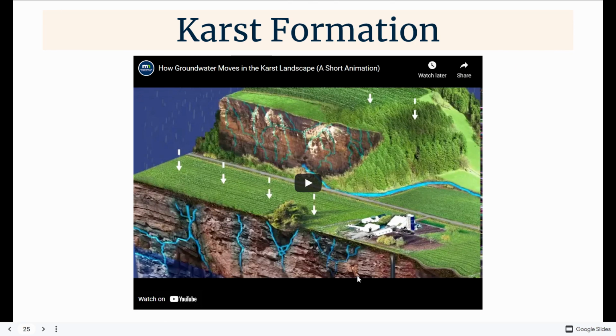So we've got a very short animation here that you're going to take a look at that's going to show you how a karst formation works and a little bit about the landscape of a karst formation. So you can kind of see how that happens. So go ahead and pause me, watch this short animation here, and then come back.